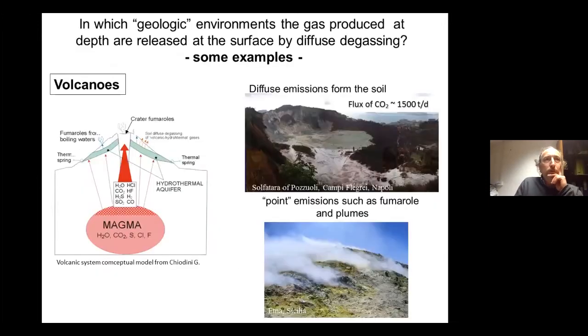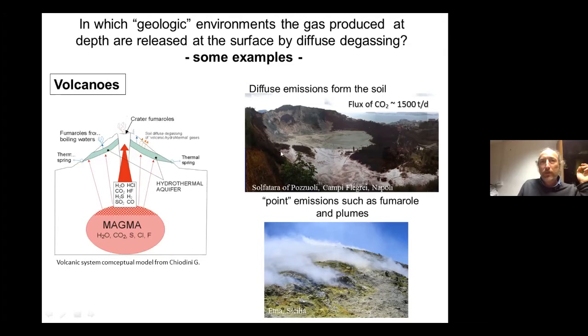So just to introduce briefly the idea, in which geological environments do we have gas produced at depth and released at surface by diffuse degassing? Of course, volcanoes. In volcanoes, we have magma chambers and/or geothermal systems that can release carbon dioxide, because it is dissolved in the water, in the magma, or present in the hydrothermal system. And so this gas can feed different types of emission at the surface, focused emission but also diffuse emission, whether it comes directly from the magma or from the degassing of the hydrothermal system.